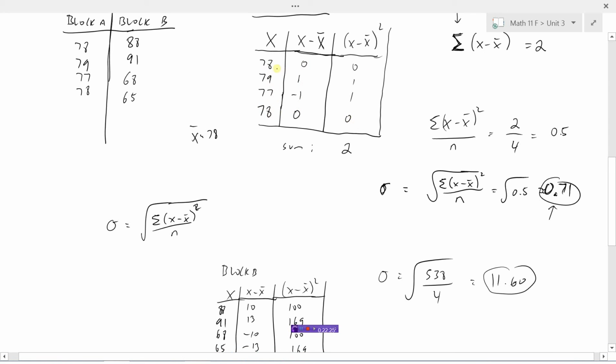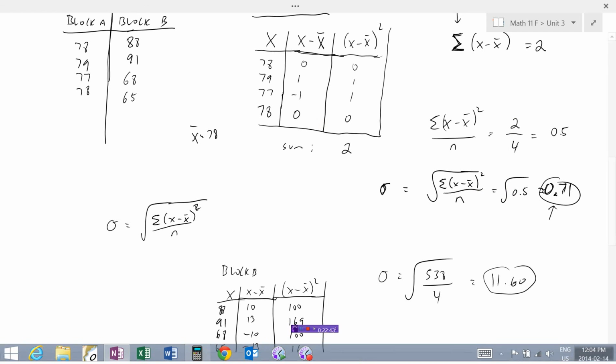That's why I only had 4 students here. If you had 30 students in a class, it would take a long time to figure out what the difference from the mean was and then square it, add them all up, divide by the total number in the class and square root it. But you will be expected to manually be able to come up with a standard deviation when you've got a reasonable amount of data to work with.